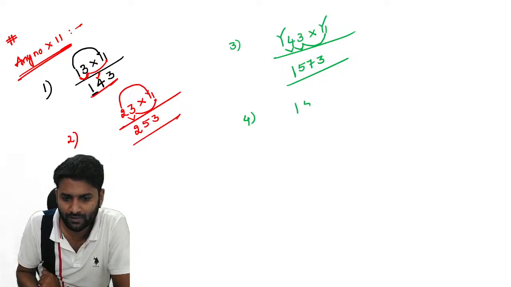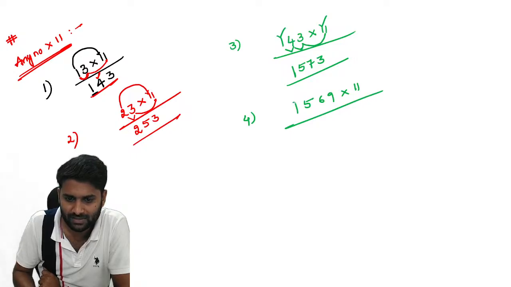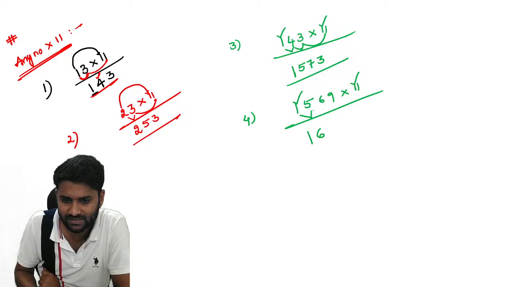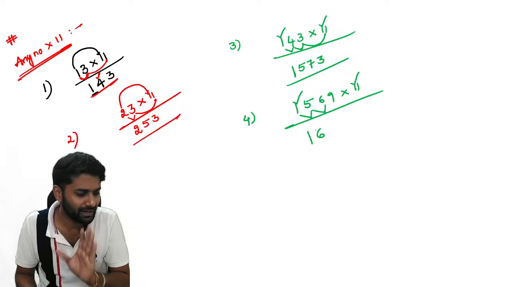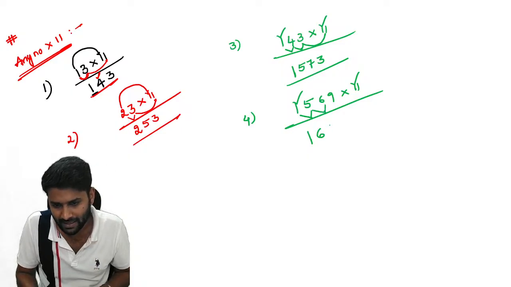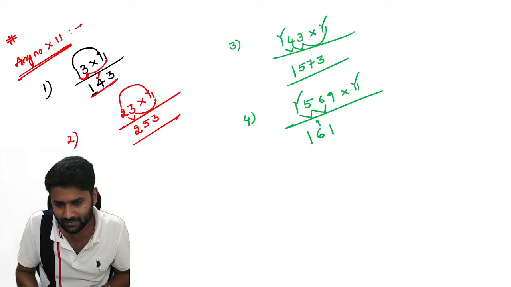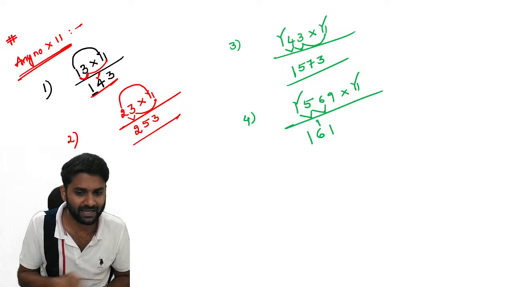Let's go for 1569 multiplied with 11. Now see, 1 into 1 is 1. 1 plus 5 is 6. 5 plus 6 is 11. If you get any two-digit number, write one digit here and the remaining must be carried over.